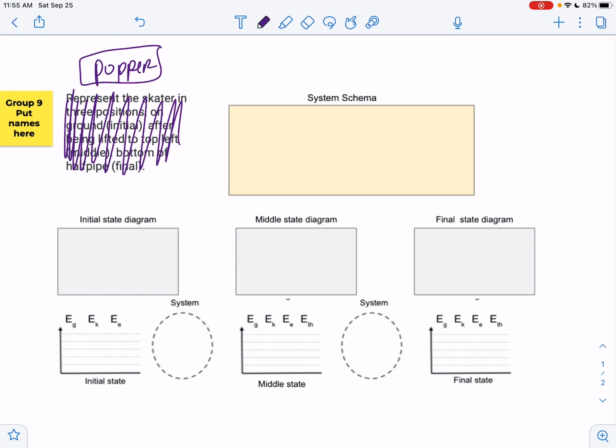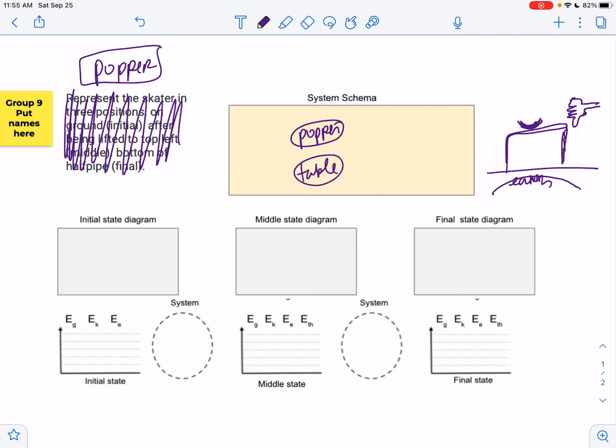So in the popper, I might have the table, the popper, the earth down here, and the popper in the table. And maybe my hands, depending on when I want to look. Oh, I have to draw a better hand. Looks like a thumbs down, but actually no. All right, so system schema, we have the popper, the table, the earth, and maybe the hand.